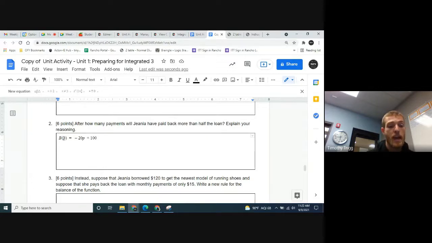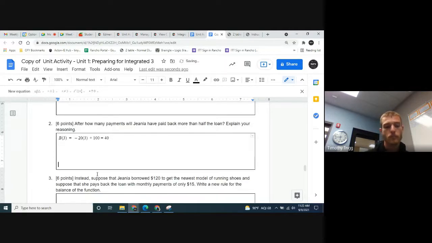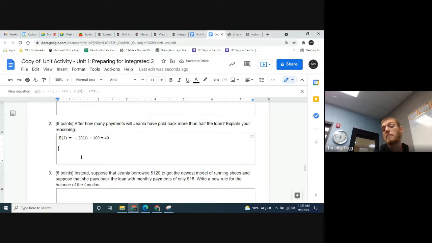So the answer will be after 3 payments, right? So if we do b of 3, this would be negative 20 times 3, that's negative 60, plus 100, this would equal 40. So we can see here that if she makes 3 payments, she'll only owe $40 more, right? So I want you to explain that in a sentence or two. Let's explain that after 3 payments, Jana would only owe $40. So after 3 payments, she has paid more than half of the loan.